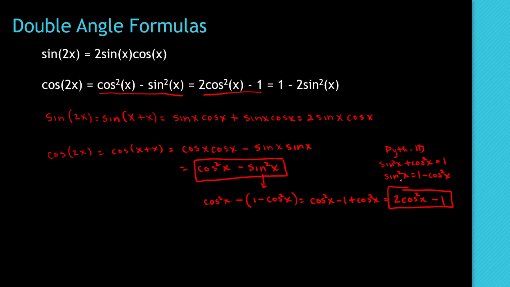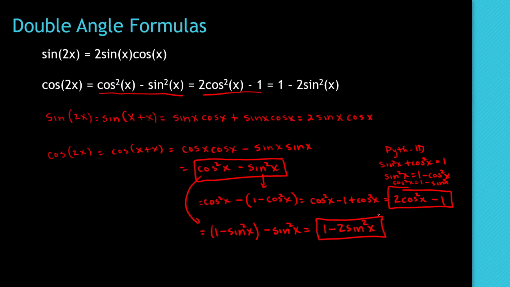But the Pythagorean identity also tells me that cosine squared is 1 minus sine squared. So if I take and replace here, I'll get 1 minus sine squared minus sine squared. And so that's 1 minus 2 sine squared. And I get the third version.